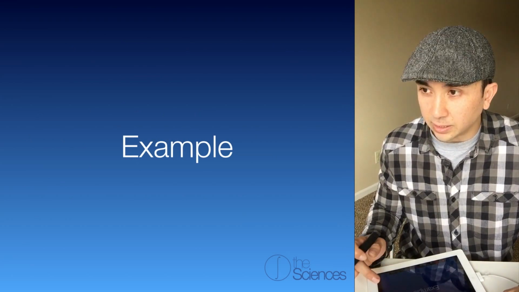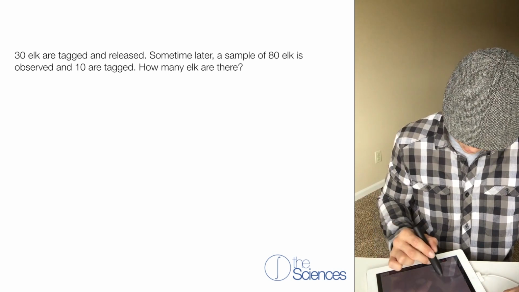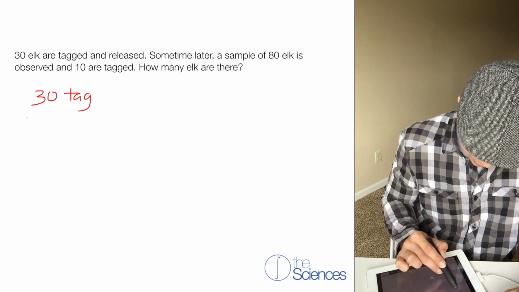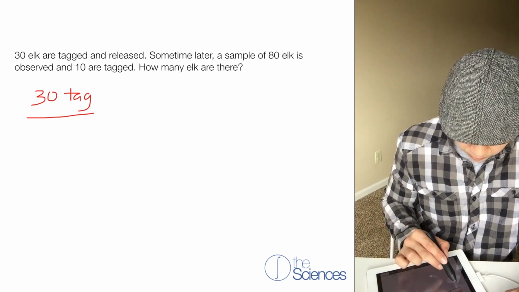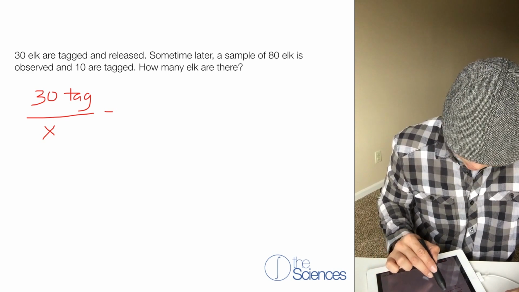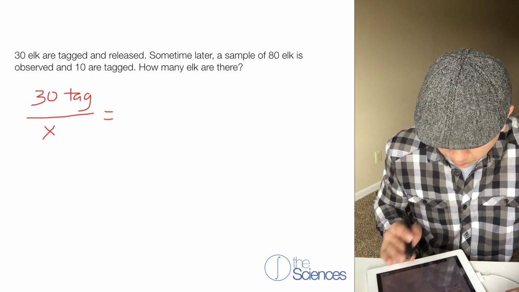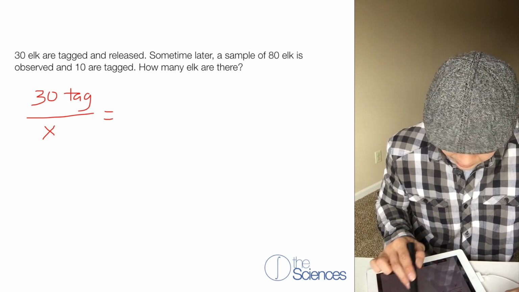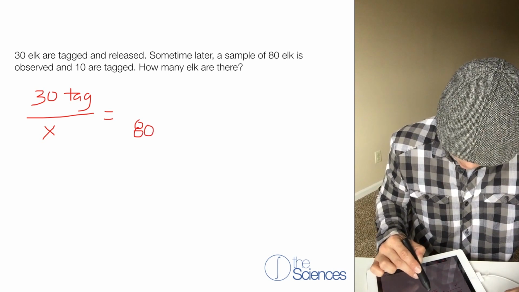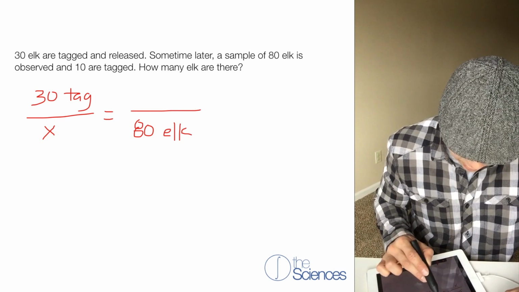So let's do an example. Here we have 30 elk are tagged. So that means we have 30 tagged, and then X are released. We don't know. It doesn't say how many are released. And then sometime later, we're going to set this equal to another so that we get a proportion. A sample of 80 elk is observed. So that means there's 80 elk total, and 10 are tagged.